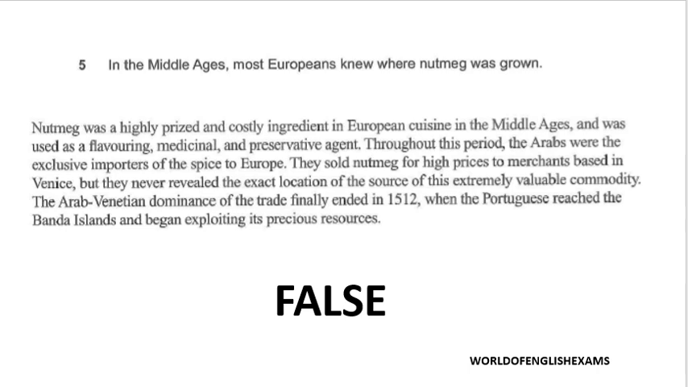So did the Arabs reveal the source to the Europeans? No, they never revealed. But in the statement it says the Europeans knew. That means they were aware. They knew the location. But in the passage, it contradicts that. They were never aware of the location. So, what is the answer? It is false, as the meaning is opposite or contradictory. I hope you are clear with this.